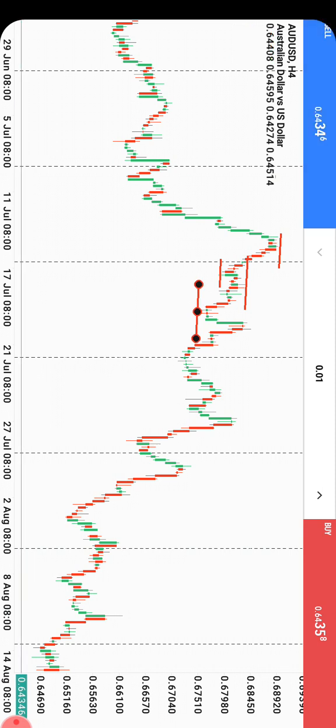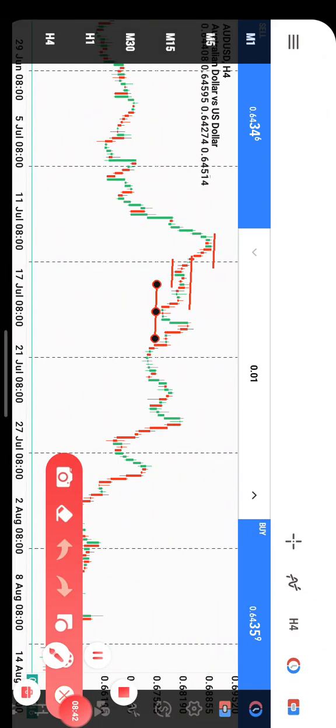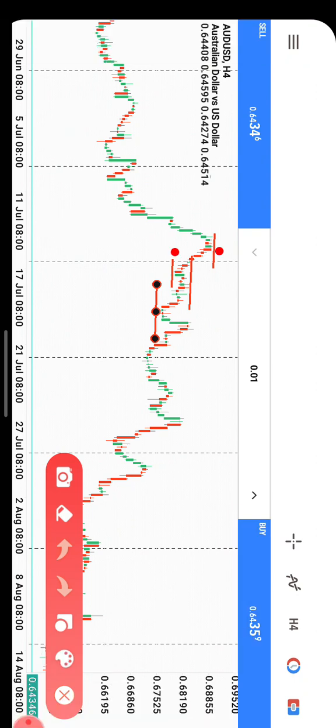So this is higher high. This is higher low. This is another higher high. This is another higher low. This is another higher high. This is another higher low. Then another higher high, higher low, higher high.